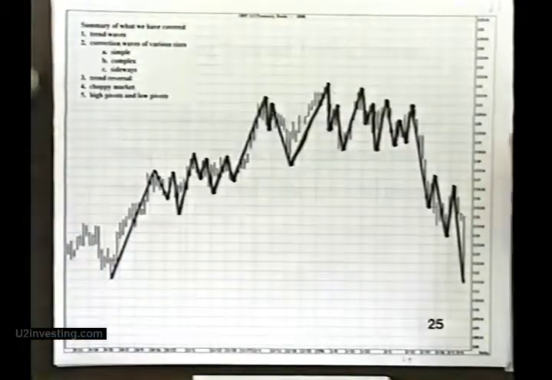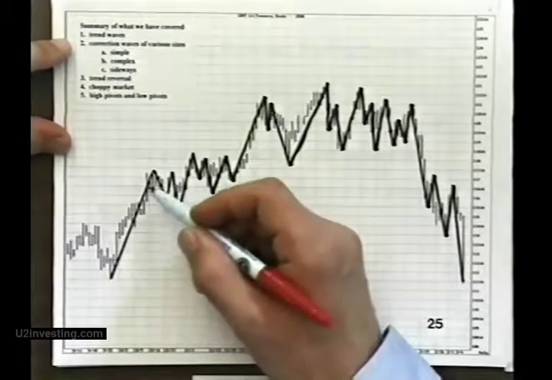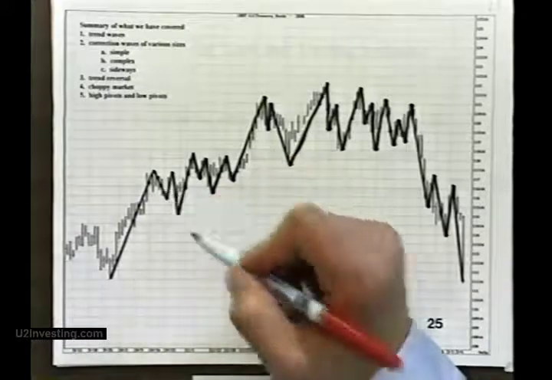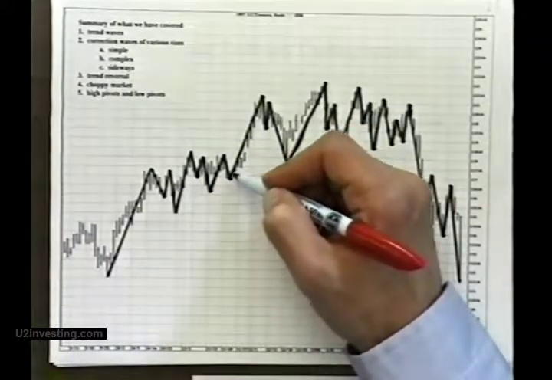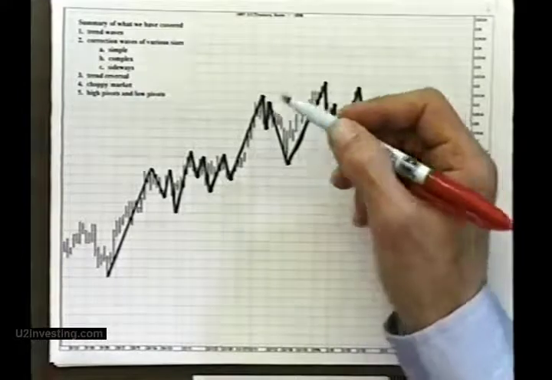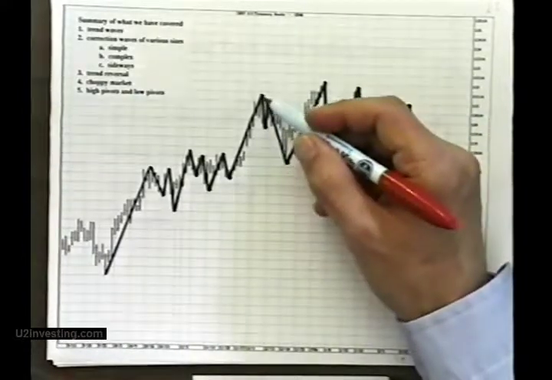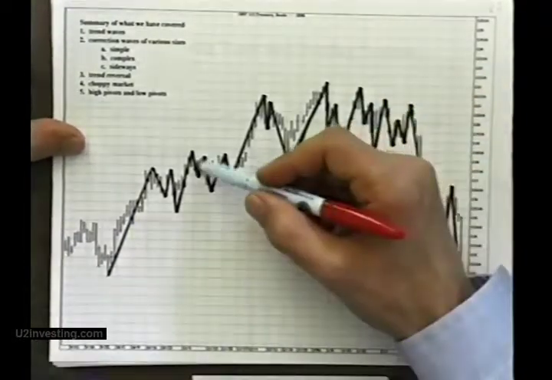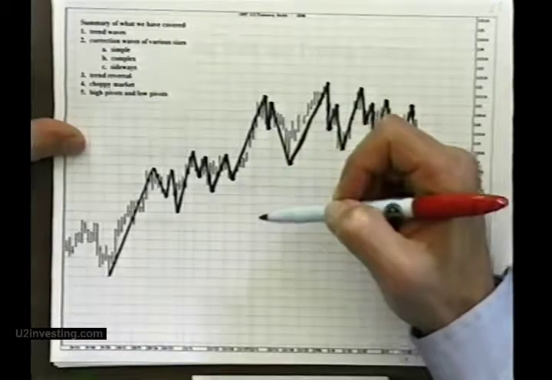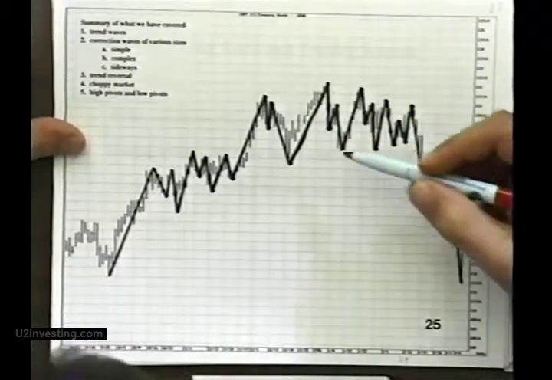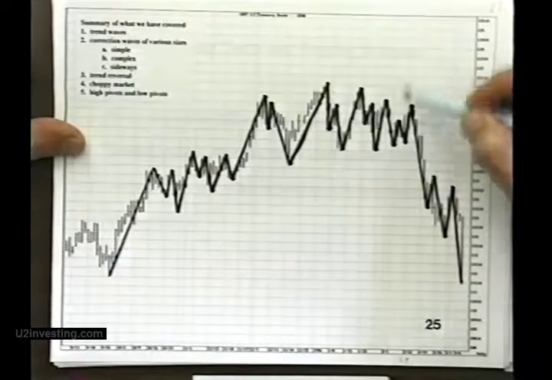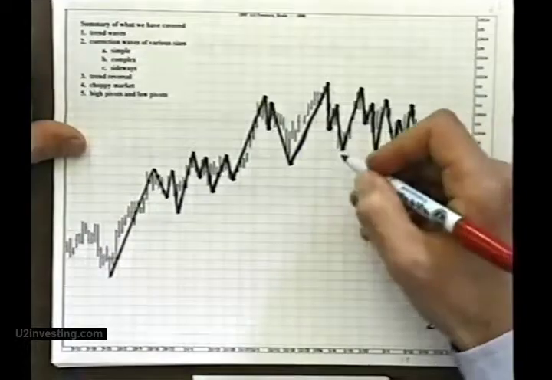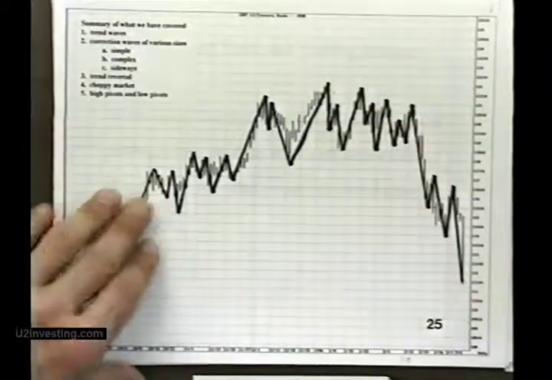So let me quickly summarize what we have covered. Here's a trend wave. Then we have a correction wave. Correction waves come in 3 patterns. A simple correction wave, where the market goes straight down and then up. There are complex correction waves where the market has an A, B, C pattern. And then there is the sideways correction wave. Then there's the trend reversal. And then there are choppy markets, when markets zigzag in an erratic way up and down. And we have also learned about the low pivot points and the high pivot points.